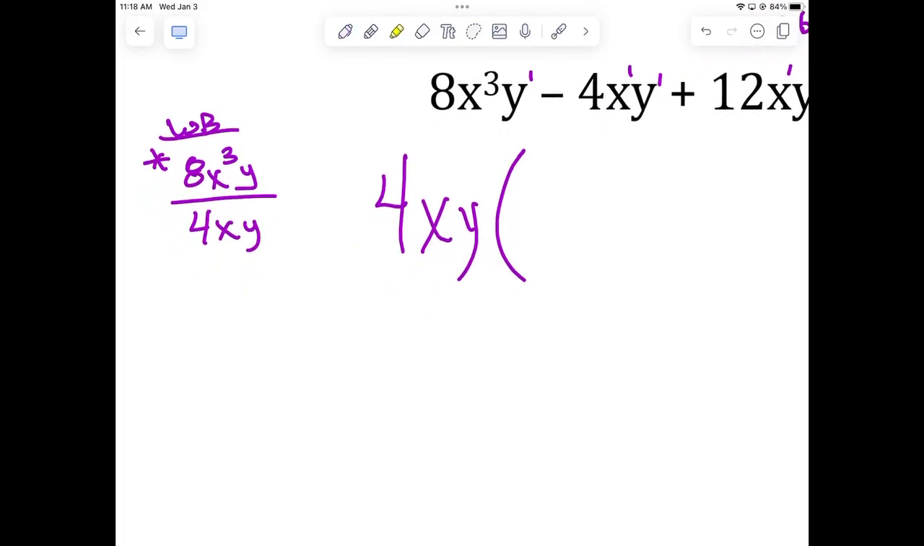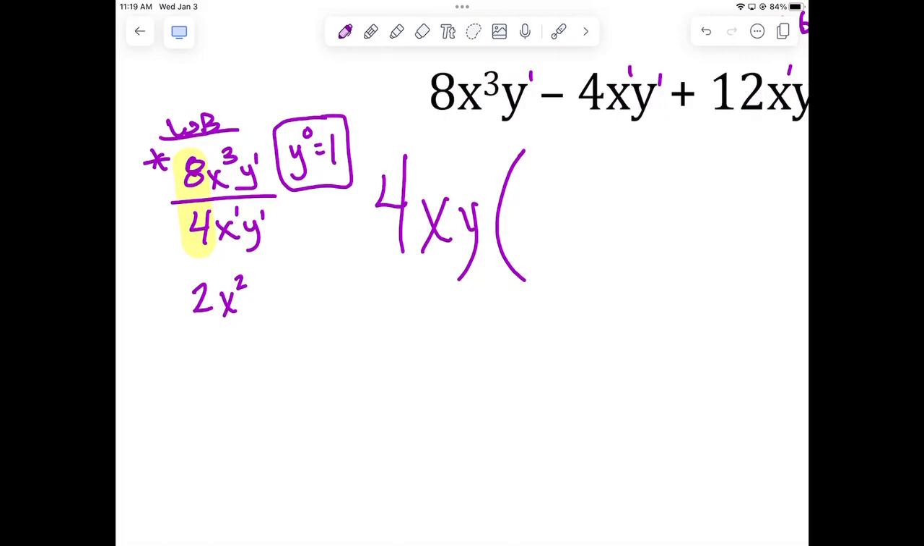So let's do the numbers first. What would 8 divided by 4 give us? 2. And what's x cubed divided by x to the first? X to the second, right? What does the rule say we do with the exponents when we're dividing in the bases? Subtract them. Good. And what happens with the y's? Just y? No. Not 0y, but y to the 0, which is what? What's another name for y to the 0?